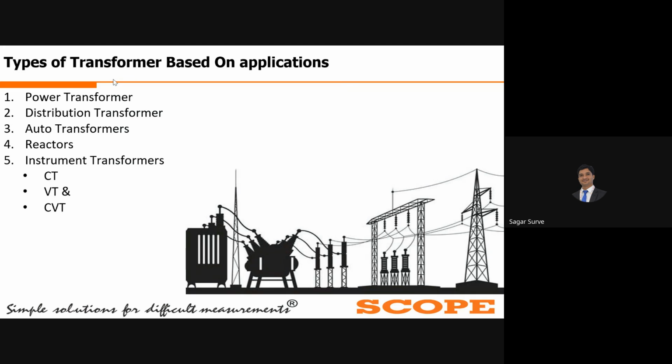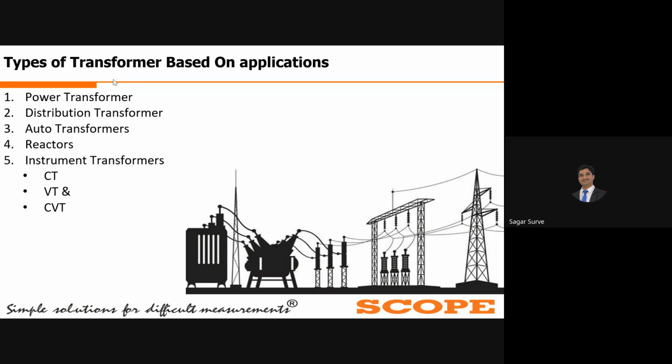So it's a basic engineering of transformer, that transformer has various types like power transformer, distribution transformer, auto transformer, reactors, and instrument transformer. Power transformers we are using for transmitting the power at long distance with high voltages. And in the distribution transformer, we are stepping down the high voltage power to the lower voltage so that it can be very much convenient for usages.